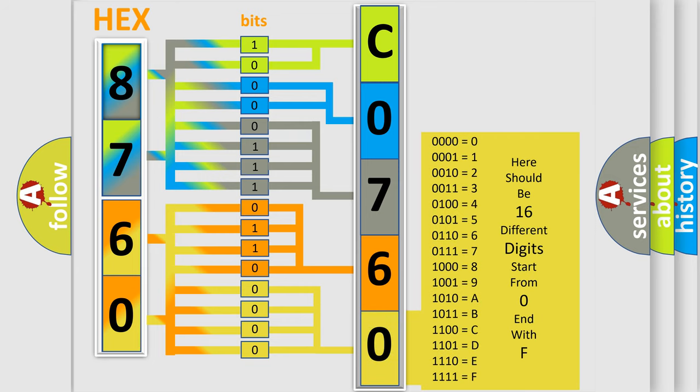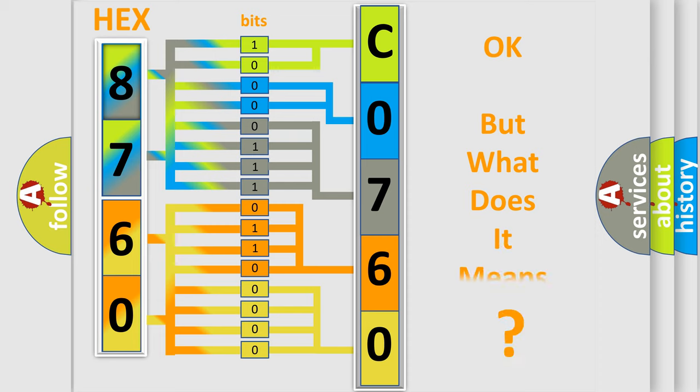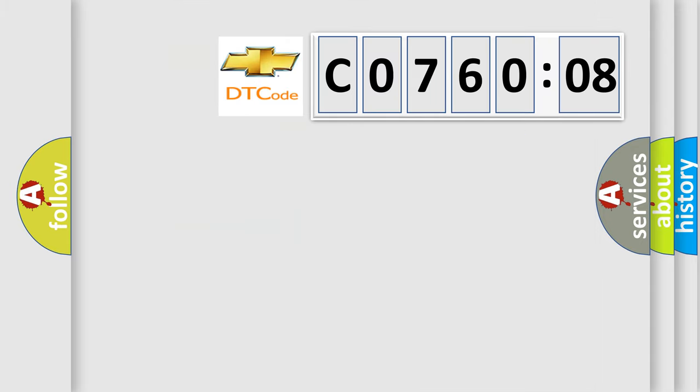We now know in what way the diagnostic tool translates the received information into a more comprehensible format. The number itself does not make sense to us if we cannot assign information to what it actually expresses. So, what does the Diagnostic Trouble Code C0760-08 interpret specifically for Chevrolet car manufacturers?